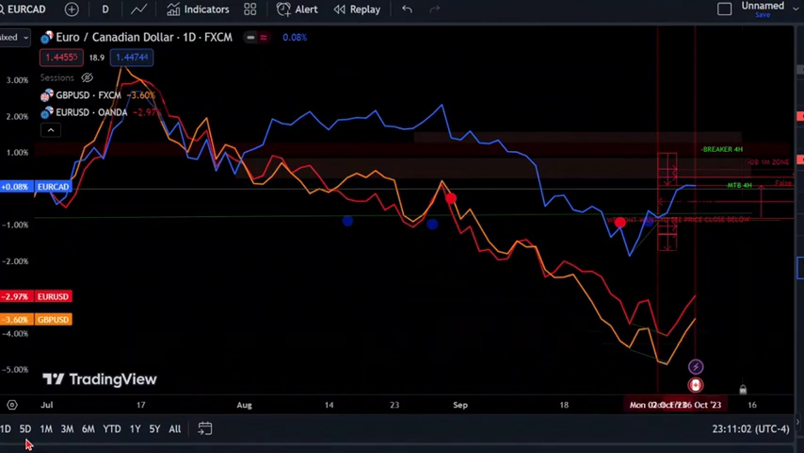So what do we see right now? To end the call, what do we see right now? Do we see bullish divergence or bearish divergence?